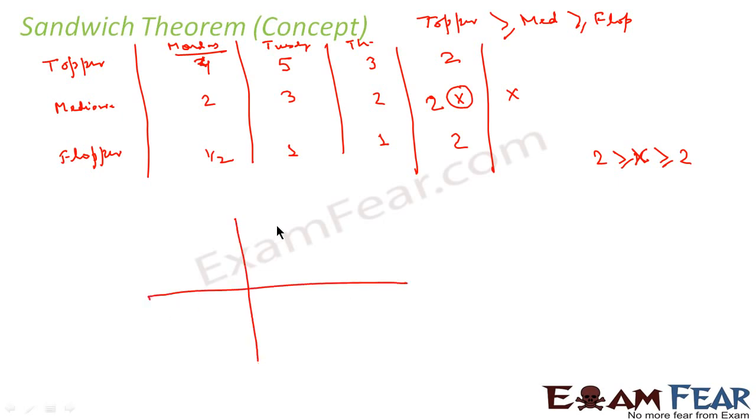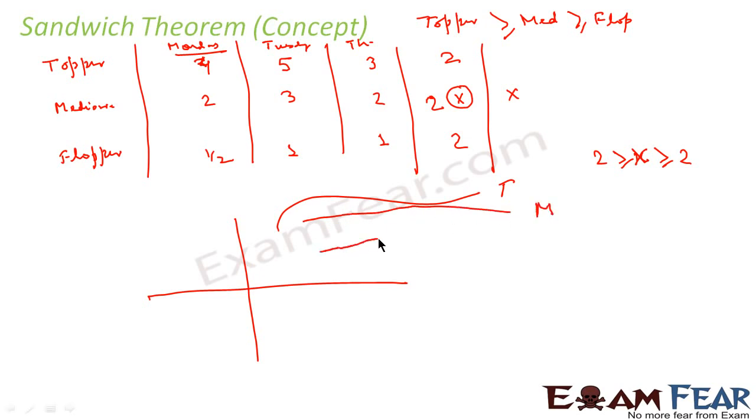So let's suppose this is topper, who always watches more. This is, let's suppose, flopper. So this is mediocre actually. Mediocre also watches less actually, right? This is mediocre. And flopper, this is flopper.